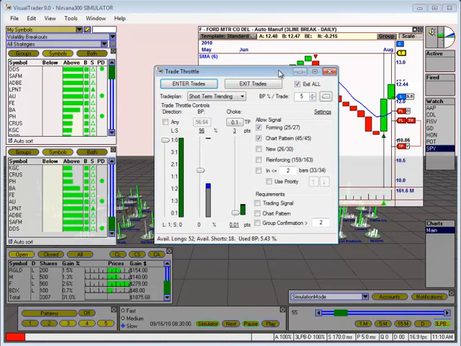This end-of-day trading session has demonstrated how easy it is to find and trade the best opportunities the market has to offer with VisualTrader 9.